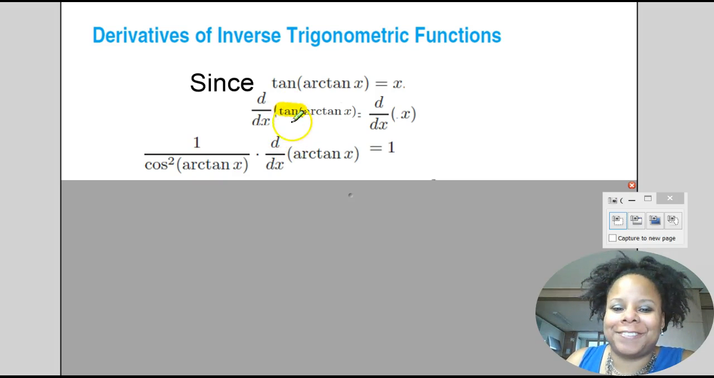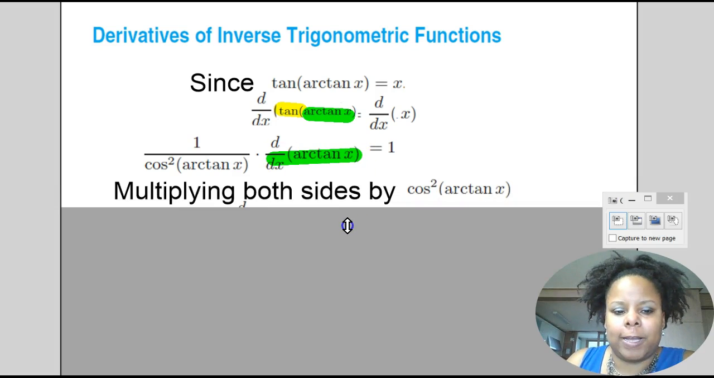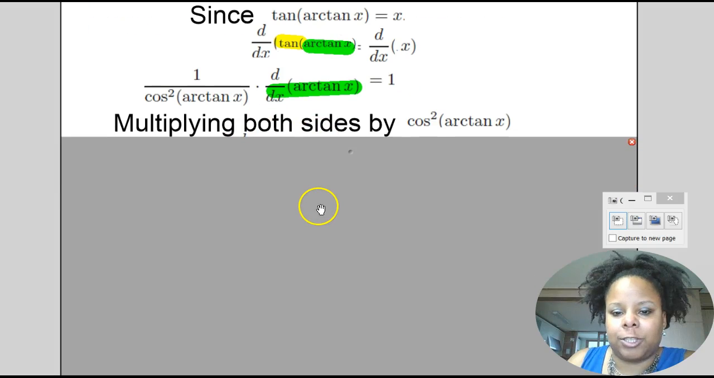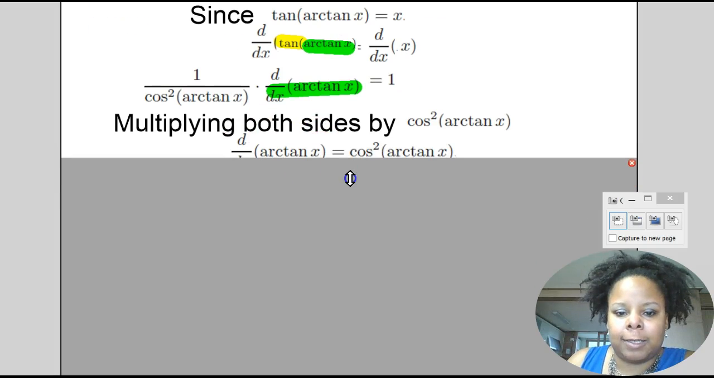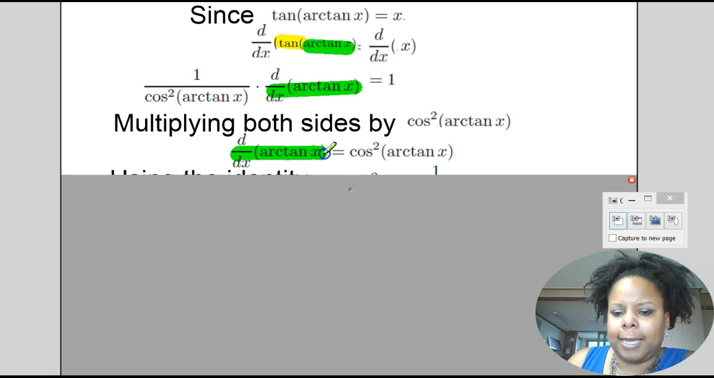So anyway, the derivative of this statement using the chain rule is the derivative of tangent, which we know is 1 over cosine squared of the inside, times the derivative of the inside, which is the derivative of arctangent of x. Since we don't know the derivative of arctangent of x, let's isolate it by multiplying both sides by cosine squared of arctangent of x. When we do that, we end up with the derivative of arctan x equal to cosine squared of arctangent x.